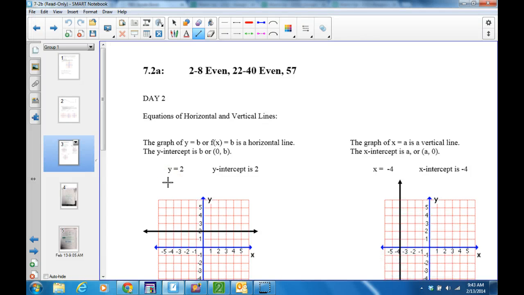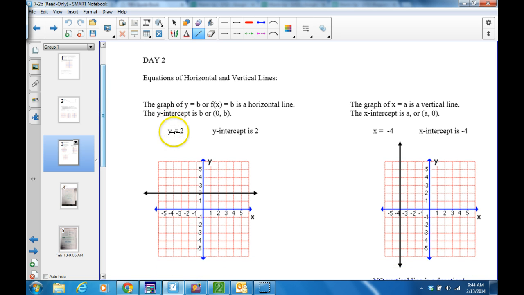Today we're focusing on two things mostly, horizontal and vertical lines and some story problems and interpretation, okay? So first of all, we're looking at horizontal and vertical lines. This is one that tends to trip up a lot of people.